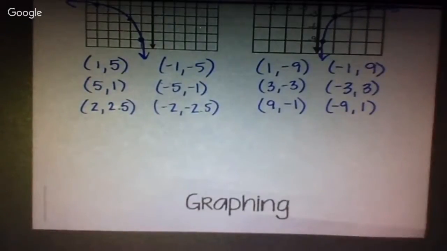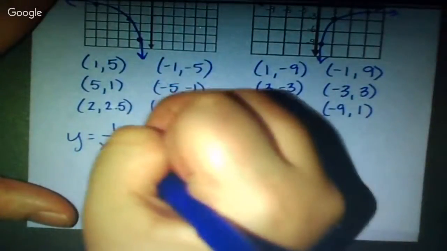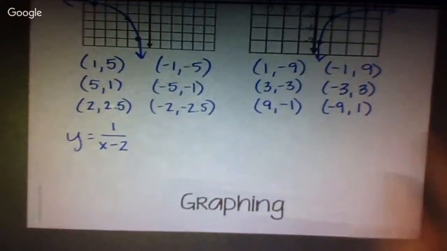Okay. So one thing I want to talk about before we glue this in, and this really has nothing to do with graphing or solving inverse, but y equals 1 over x minus 2. Yes, please put this in your notes. Right below it, it's fine. We're only going to do 2 and talk about them. Y equals 1 divided by x minus 2.